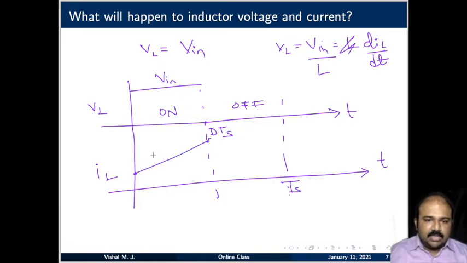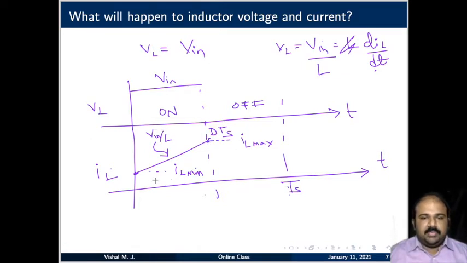What is the slope of this straight line? If you talk about the slope, it will be Vin by L. Delta IL by delta t, which is nothing but dIL by dt, is the slope, which is equal to Vin by L. So current linearly rises from a value called IL minimum to a value called IL maximum. So from a value, it rises linearly with a slope equal to Vin by L and reaches the IL maximum when the switch is closed. Hope you are clear with this concept.